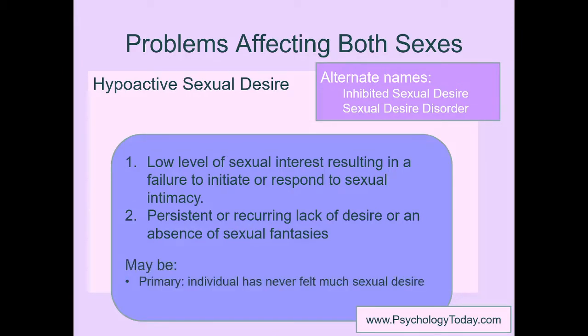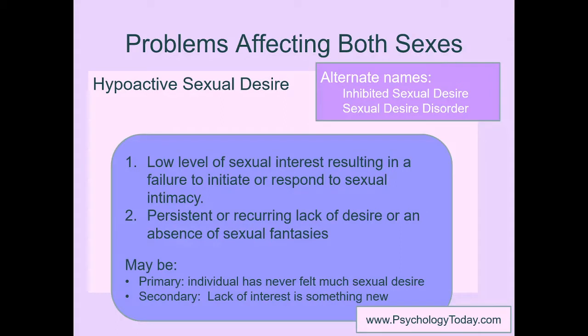Now, it can be a primary hypoactive sexual desire, which is where the person has never really felt much sexual desire, if any, their whole life. It's really important to mention, I'm talking about adults, by the way. So you wouldn't diagnose somebody who's 12 with this disorder, right? This is when you have reached full maturity, and typically we would expect that sexual desire would be part of that healthy functioning.